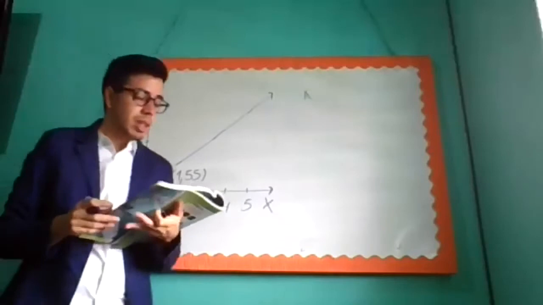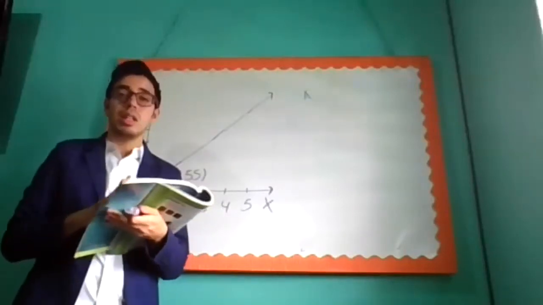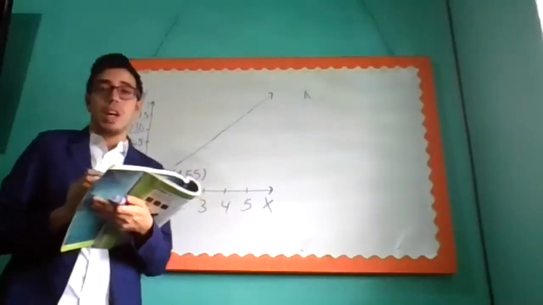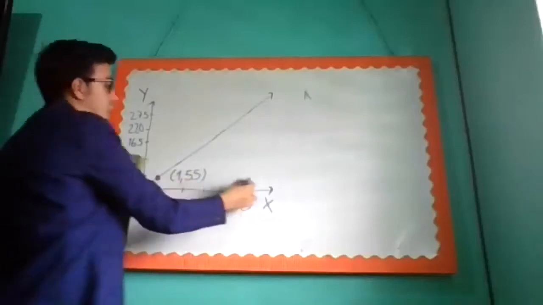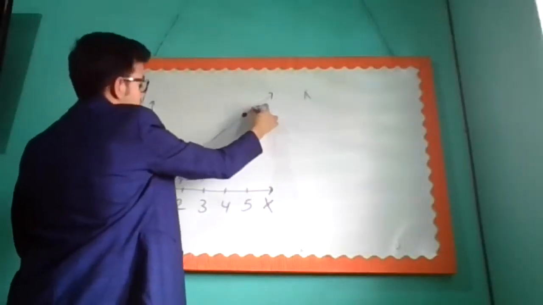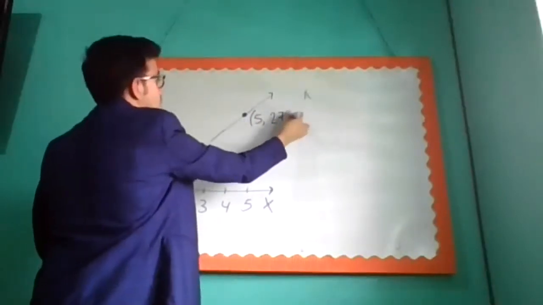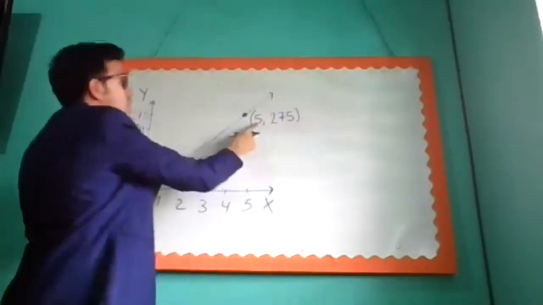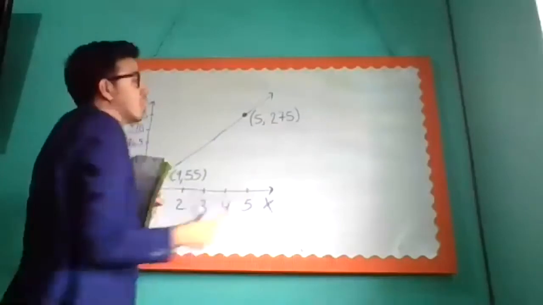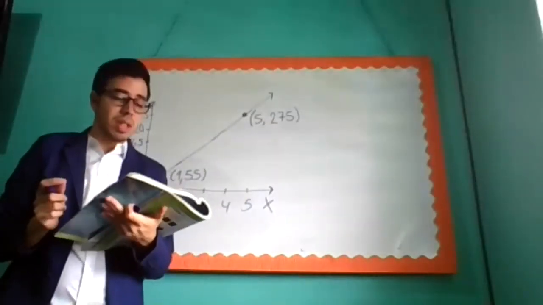So, Mr. Brown drives 55 miles in 1 hour, and the next, the last, 5 for x and 275 for y. What represents this point? That he is moving in 5 hours, he's moving 275 miles. So what is the constant of proportionality?